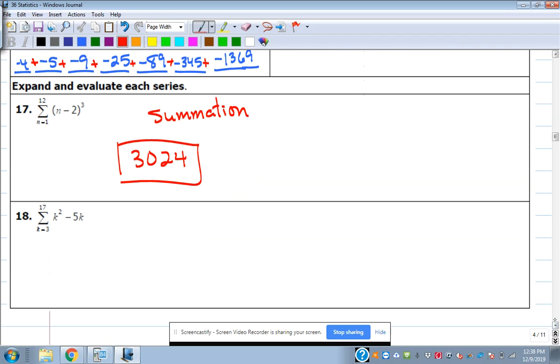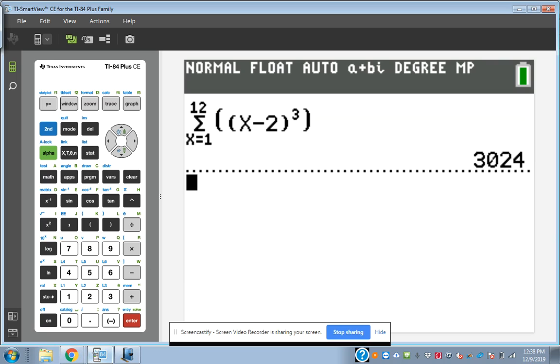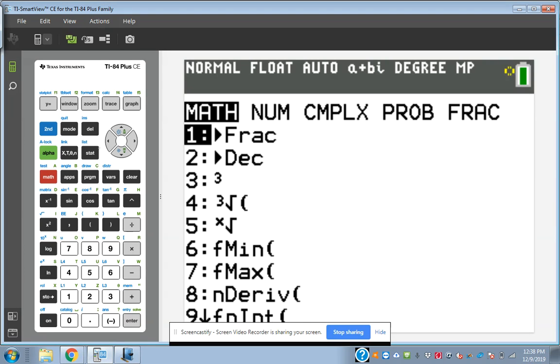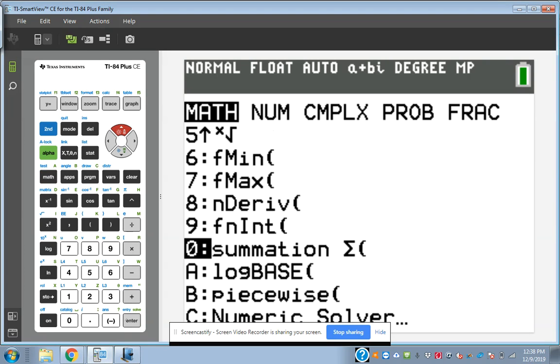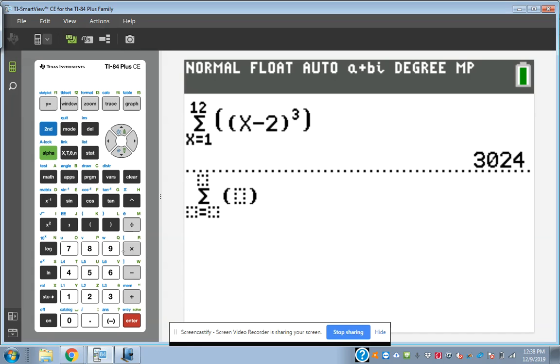It's the same idea, just a different formula. Okay, so I'm going to hit math, go to summation. Again, they're using K, but I'm going to use X. But this one doesn't start at the first term. It starts at the third term and goes to the 17th term. And then I'm typing in x squared minus 5x in there. And enter.